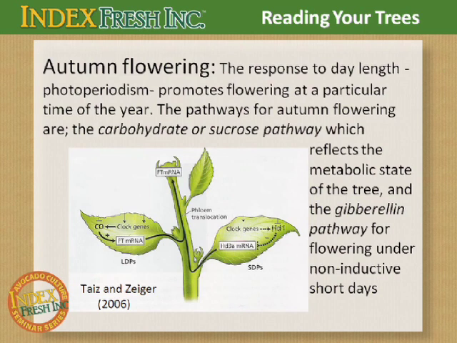Look, there you have it. The pathways for autumn flowering are the carbohydrate pathway, which reflects the metabolic state of the tree. In other words, the tree is full of starch. And the gibberellin pathway for flowering under non-inductive short days, which is autumn.